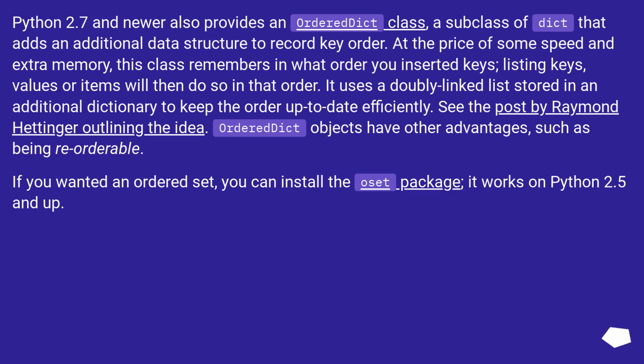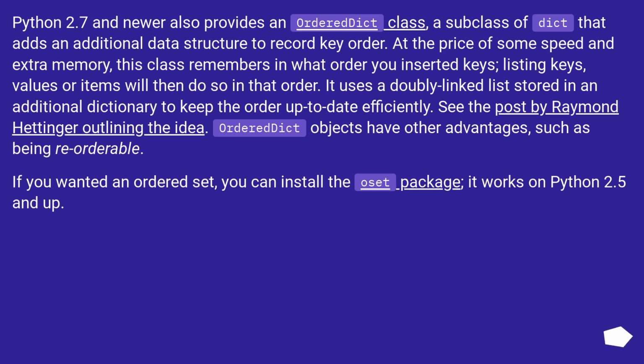Python 2.7 and newer also provides an OrderedDict class, a subclass of dict that adds an additional data structure to record key order. At the price of some speed and extra memory, this class remembers in what order you inserted keys. Listing keys, values or items will then do so in that order. It uses a doubly linked list stored in an additional dictionary to keep the order up to date efficiently.